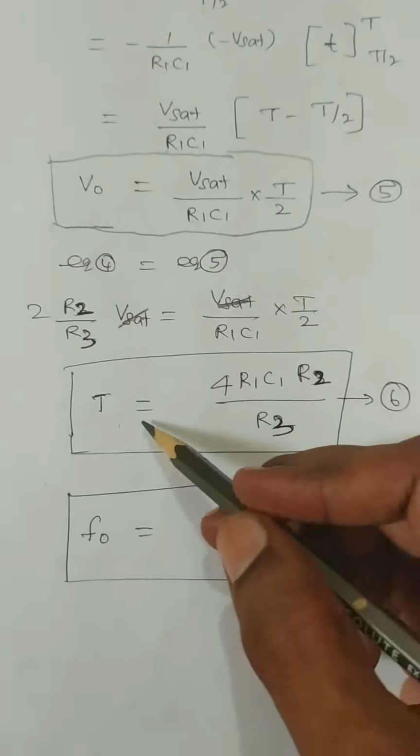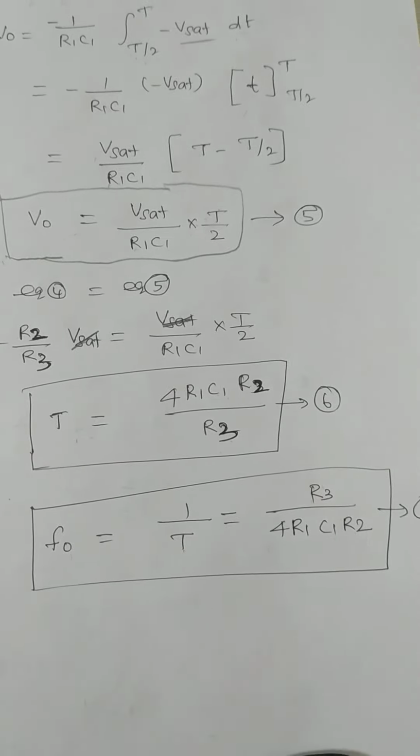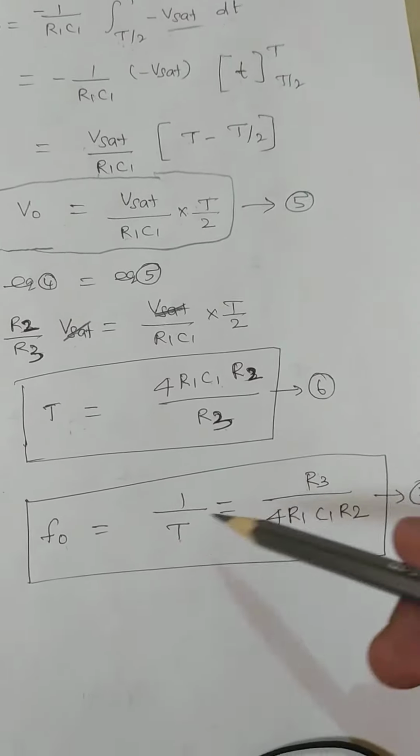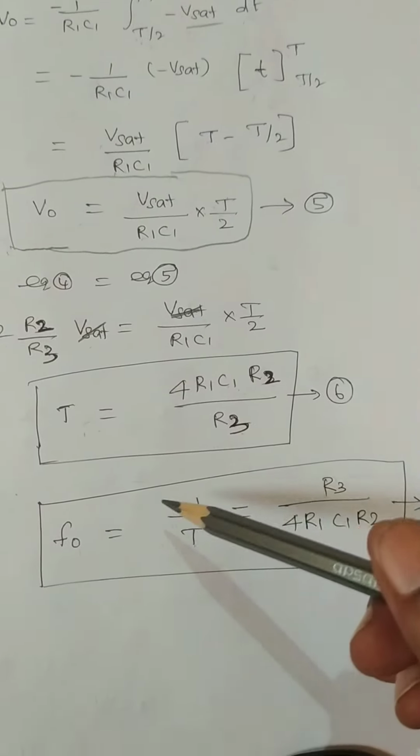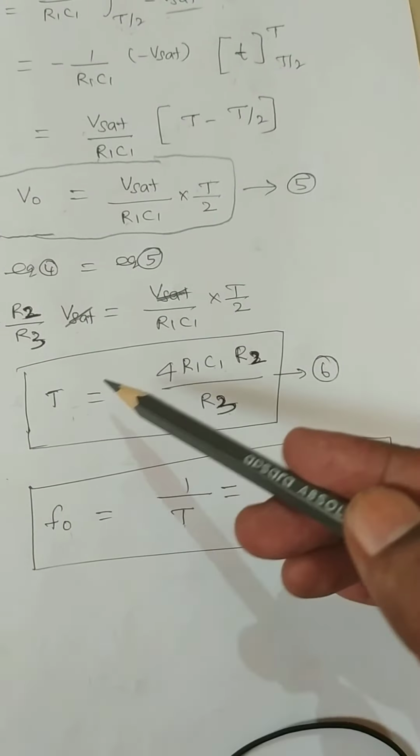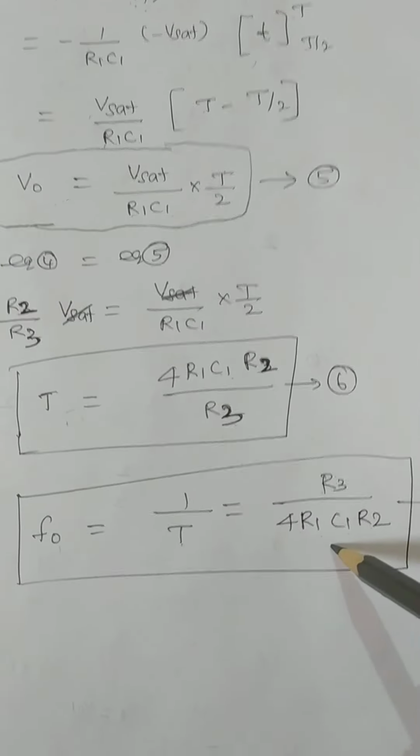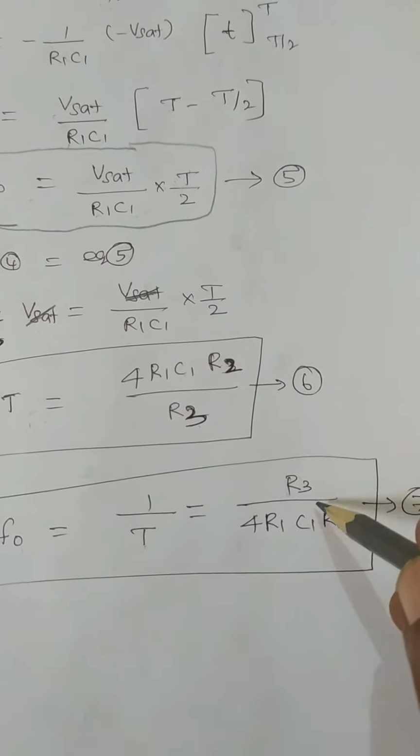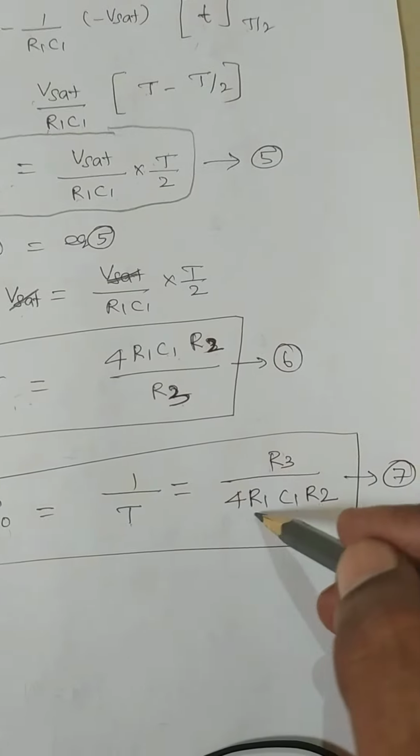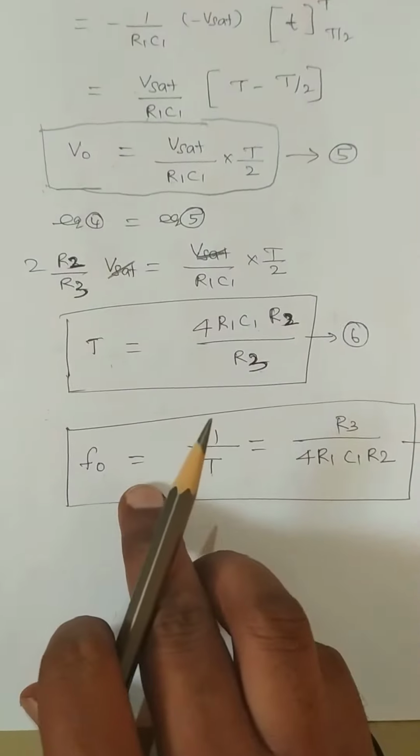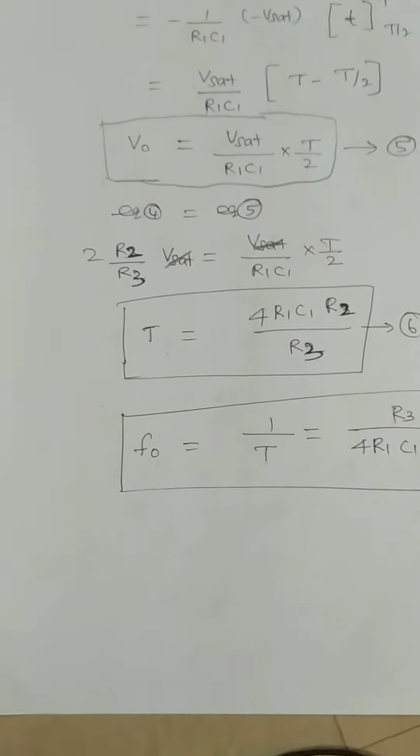In a triangular wave generator, without any input it generates the triangular wave. So here we can calculate the oscillating frequency F0. F0 is inversely proportional to the time. We already found the time, so based on the time period we will find the oscillating frequency F0. So you can get R3 divided by 4R1 C1 R2. This is the triangular wave oscillating frequency output.